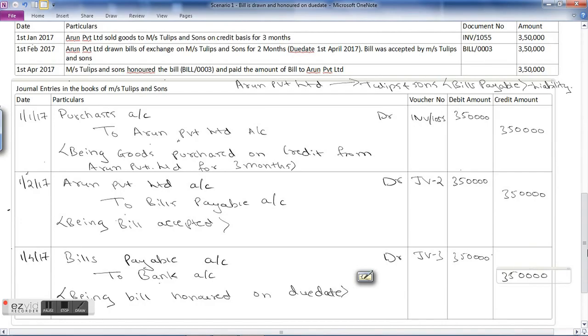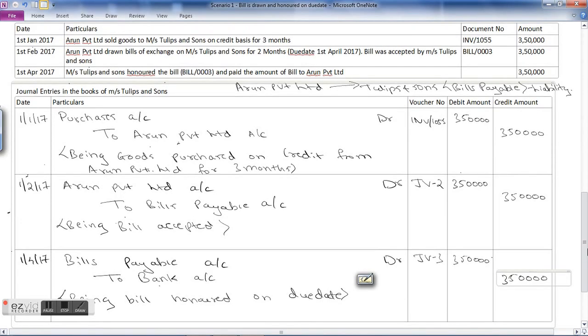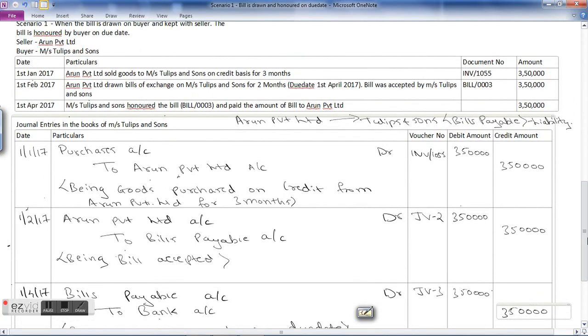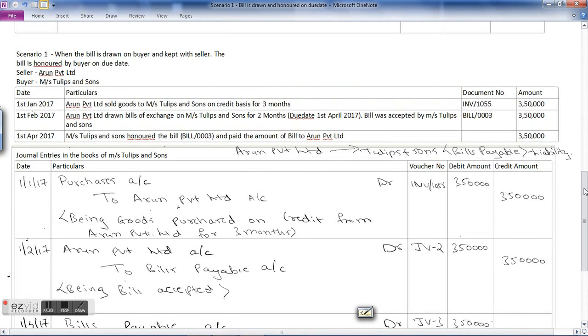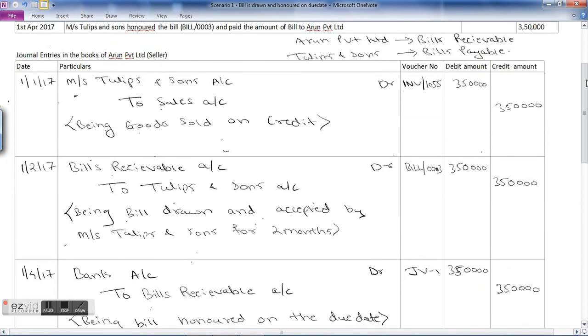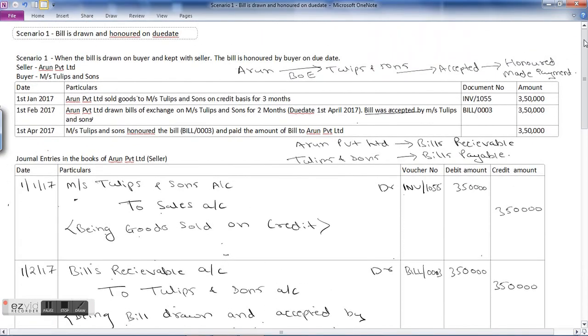These are the entries in the books of buyer and seller. So this was a simple scenario wherein the bill was drawn by the seller and it was accepted by the buyer, and the same was honored by the buyer on the due date. Now we'll be seeing some different scenarios regarding bills of exchange. So this was about the first scenario. Okay, thank you.